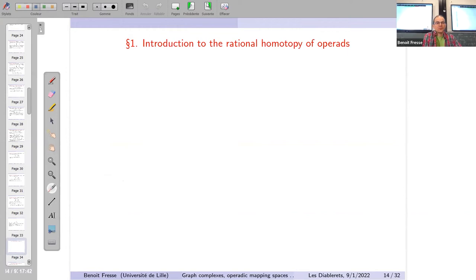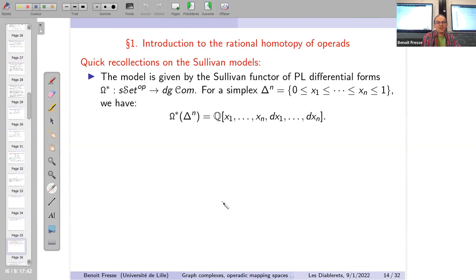So before beginning, I would like to make some quick recollections on the Sullivan rational homotopy theory. The outcomes of the theory were explained in Alexander's talks this morning. So here what I need is the Sullivan model. It's a functor which goes from the category of simplicial sets. The homotopy theory of simplicial sets is equivalent to the homotopy theory of topological spaces through the Quillen equivalence. And this functor omega per star goes from simplicial sets to DG commutative algebras. It's given by a kind of rational version of a de Rham complex. So for the simplices delta n, for instance, omega per star of delta n is given by the forms that are polynomials with respect to the variables x1 to xn. And the differential is given by the de Rham differential.